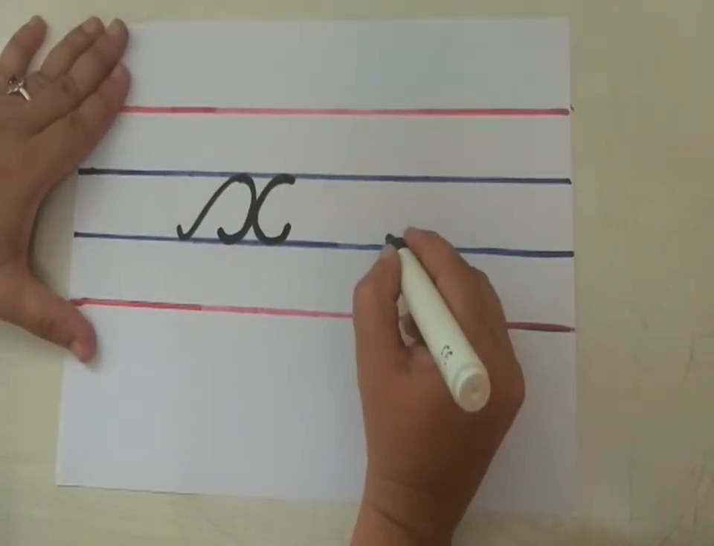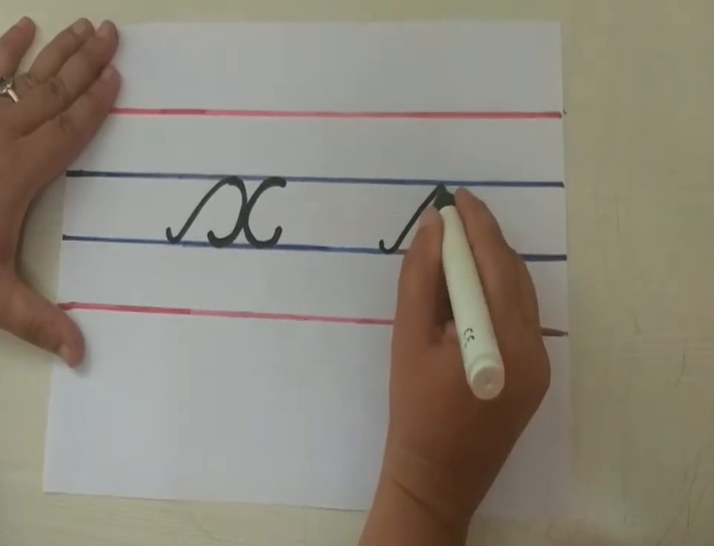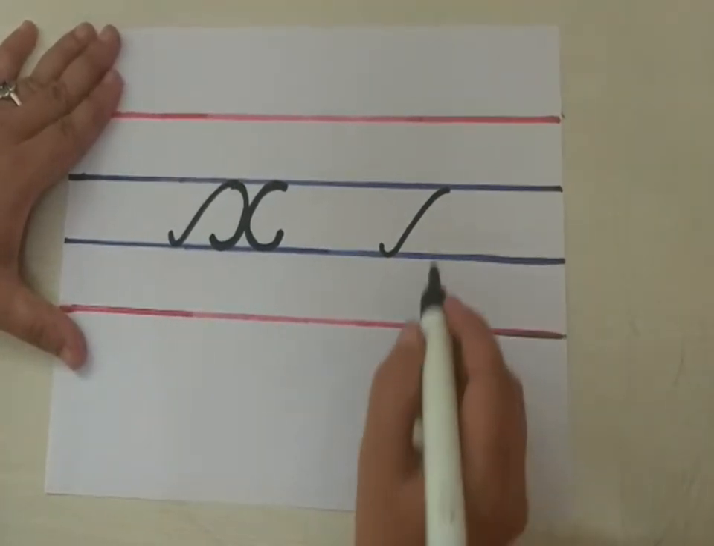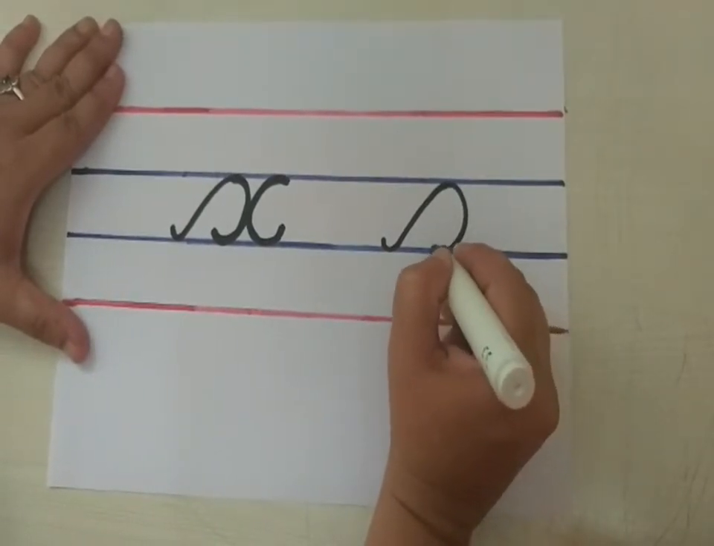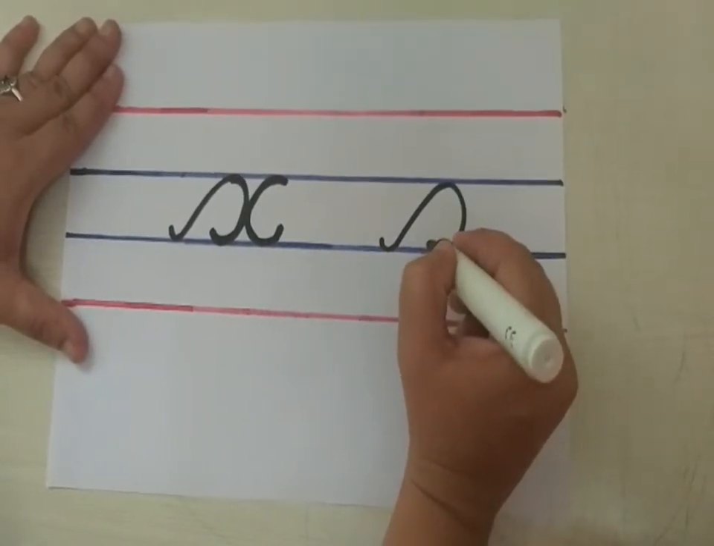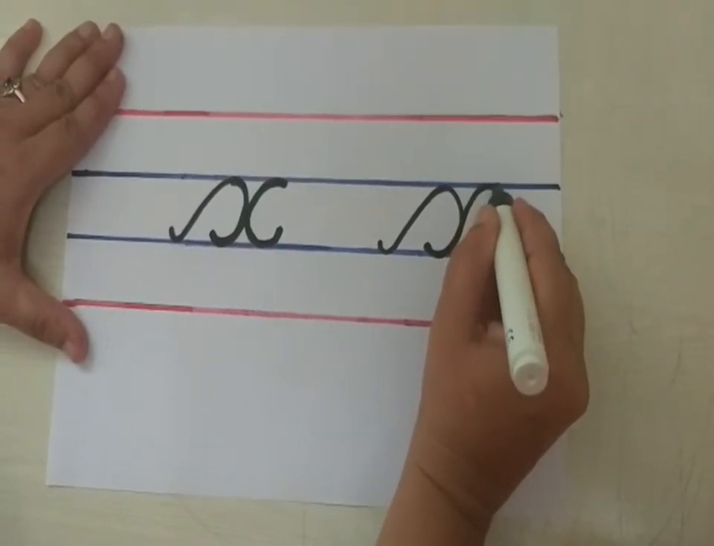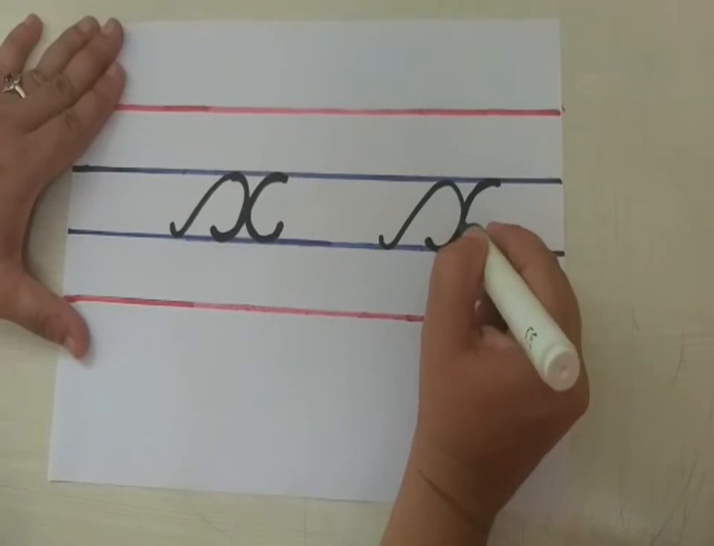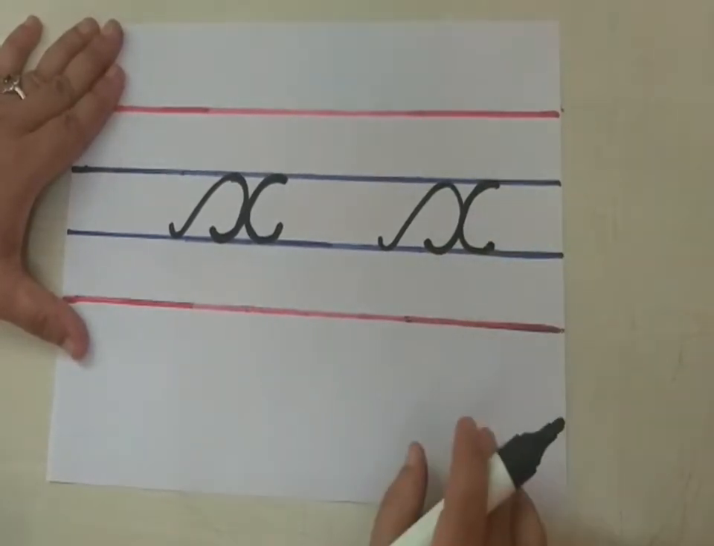Yes, take a small curve. Go up to the second blue line. Slanting line, children. Now you have to do a half curve here, like that. Half curve. Now from here again you have to go up to the second blue line. Come down to the third blue line. Like C you have to write a half curve, children. So this is small cursive X.